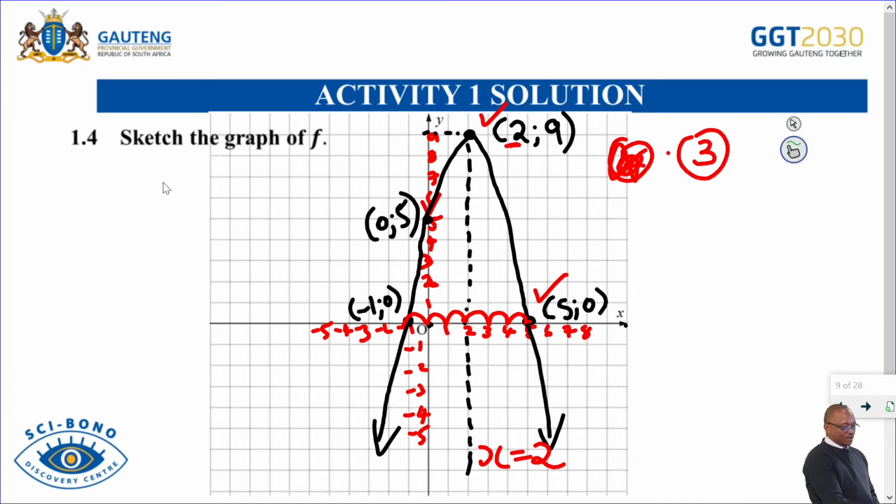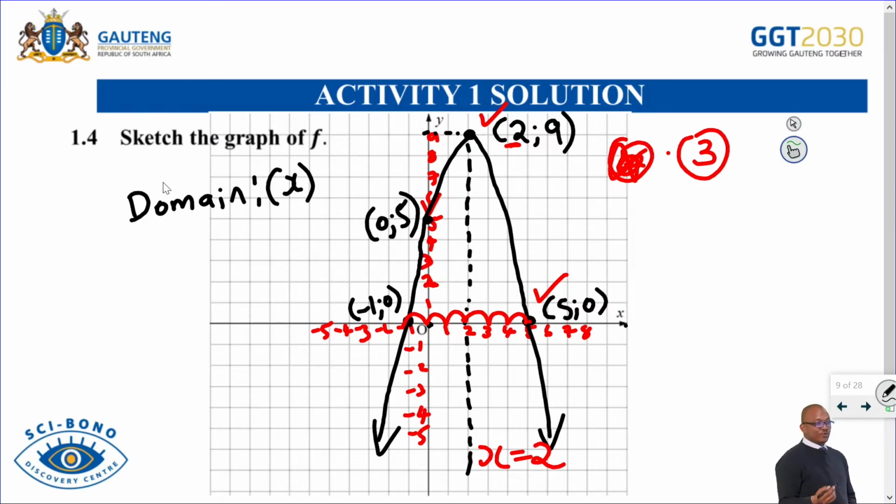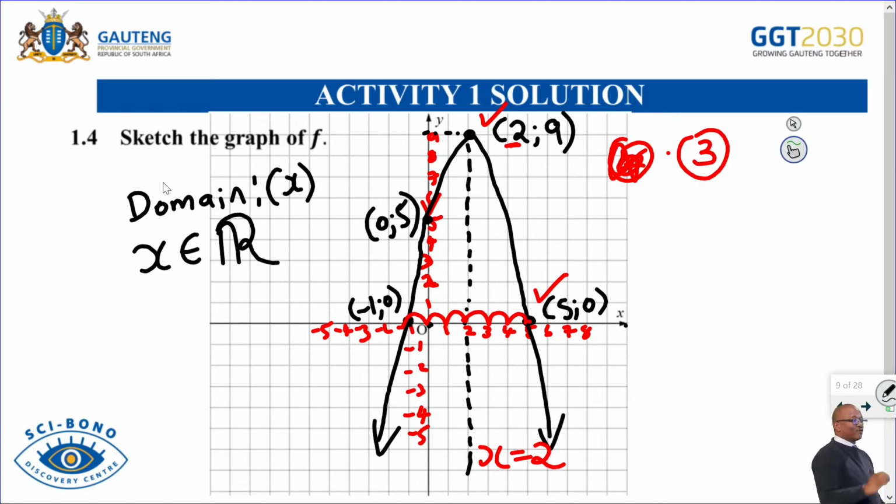Now a question may come again and ask you to determine the domain. With domain, we are talking about x values, where the graph is defined on the x-axis. This graph is defined on the x-axis at any x value. Any x value you substitute into the function that is given, you are going to have an output. So x is an element of all real numbers.